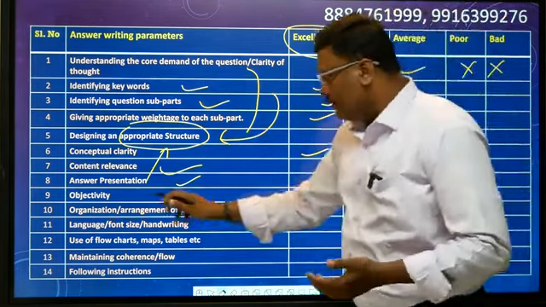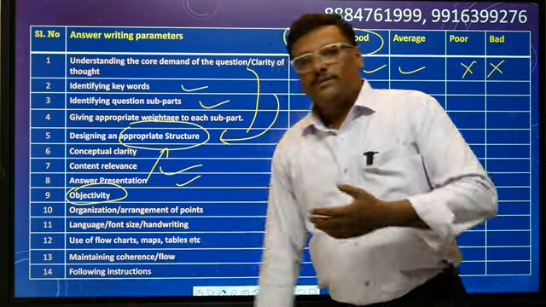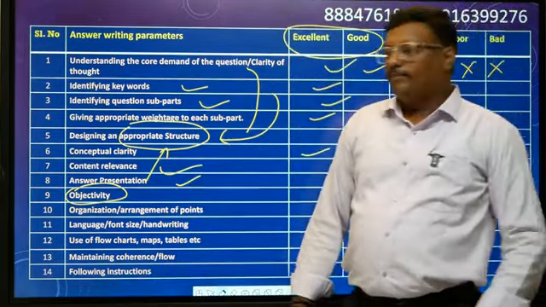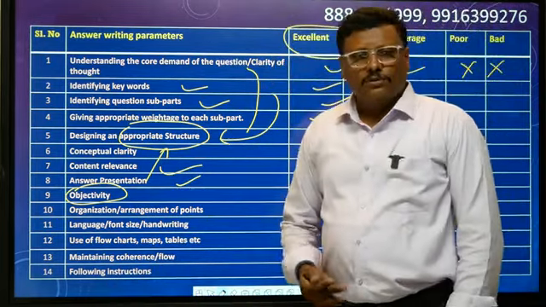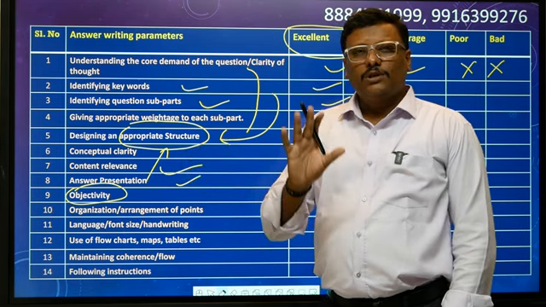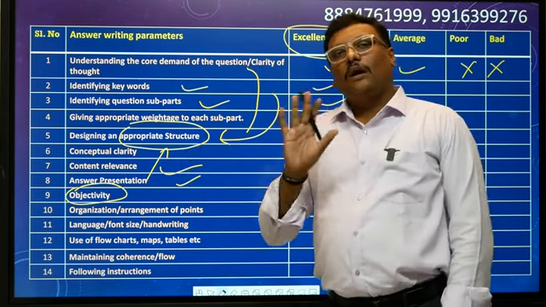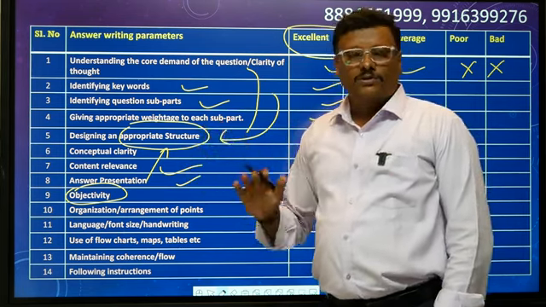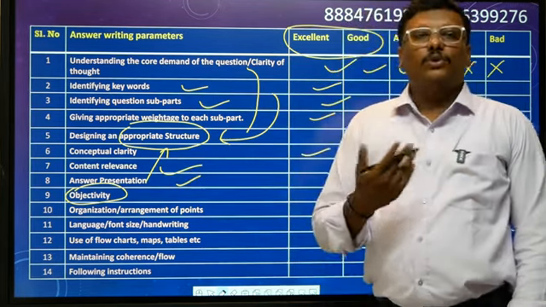Then comes your objectivity. This is happening in ethics also, where people end up being more subjective. If you have any issue, usually the question focuses on asking your opinion. Many times you have come across questions where they ask you, do you agree?